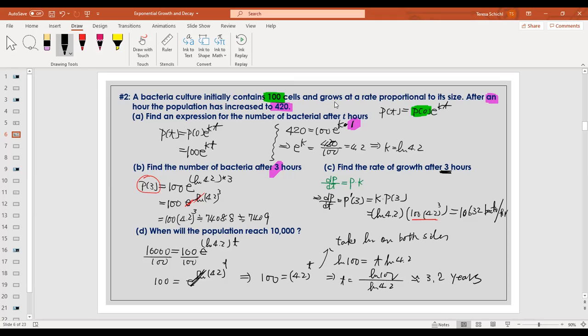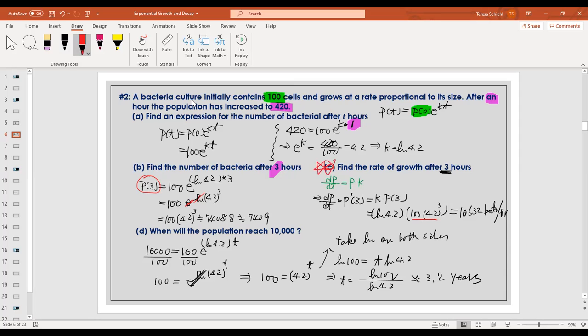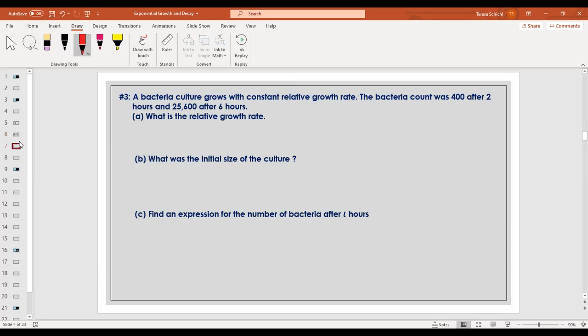Okay, so this is a very interesting problem, and I think we are kind of very familiar with the other parts, but for the rate of change part we need to be very careful. All right, okay, let's take a look at our other problems here.